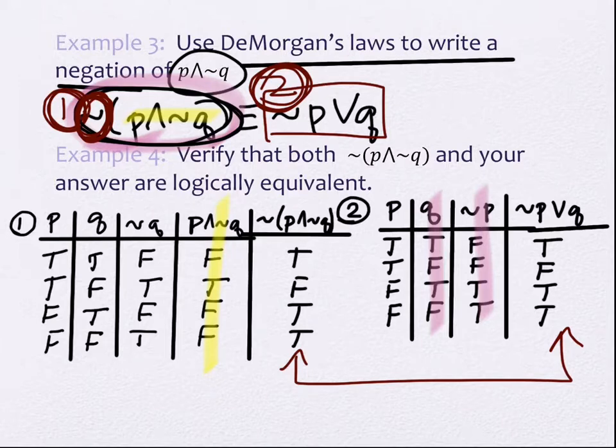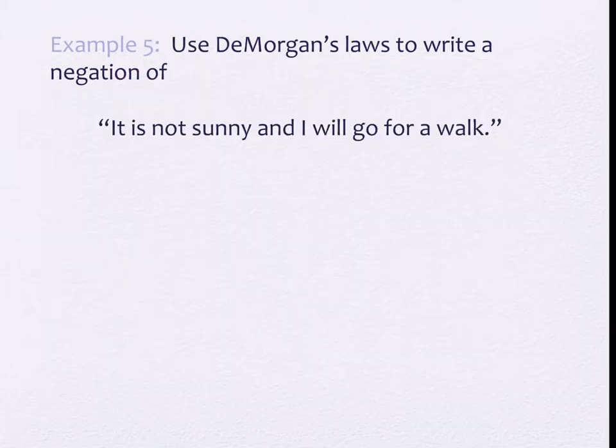Now, I told you I was going to do a concrete example, and that's the next one. Here is a compound statement. It's got the word "and" in the middle. Somebody says to you, "It is not sunny and I will go for a walk." Now, I mentioned last time that negations are tricky in a couple of situations. Some negations are easy. All we have to do is put the word "not" in there.